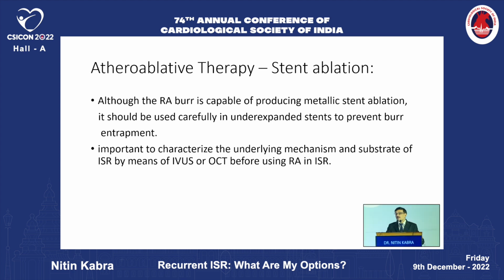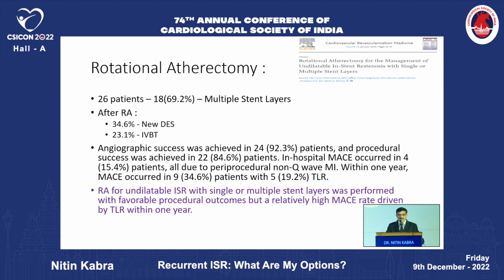Although rotablator is capable of producing metallic stent ablation, it should be used carefully because stent burr entrapment has been described, and then probably we can have a disaster in the cath lab. It's important to characterize the underlying mechanism and substrate of the recurrent ISR by means of either IVUS or OCT before using rotational atherectomy in a patient with recurrent ISR. Rotational atherectomy in this study was found, in patients with undilatable recurrent ISR lesions with either single or multiple stent layers, to have favorable procedural outcomes, but a higher MACE rate driven by TLR at 1 year.